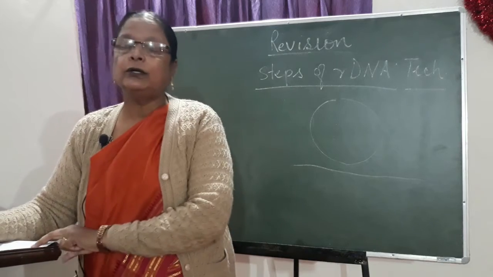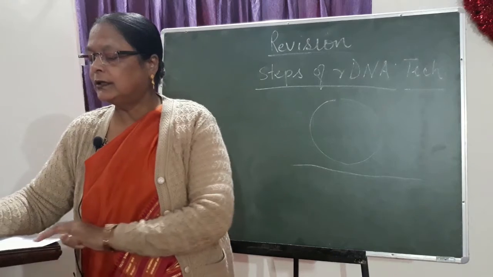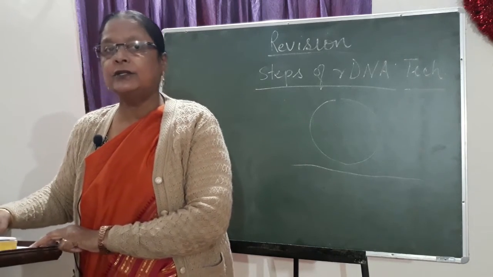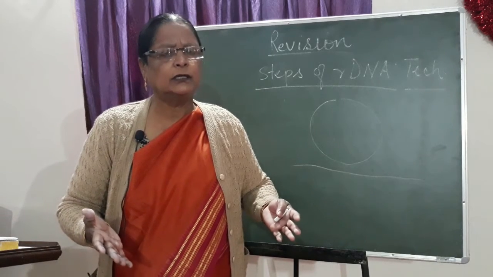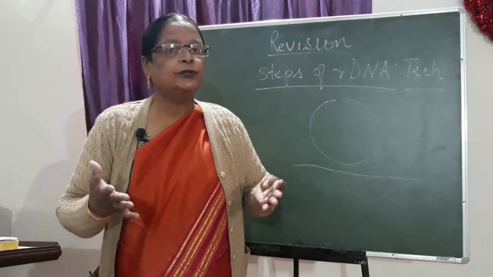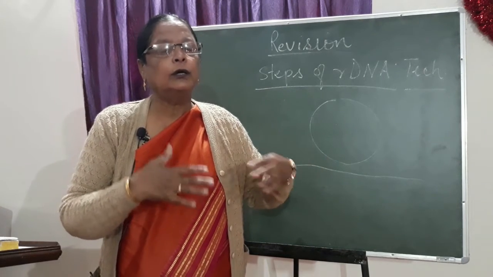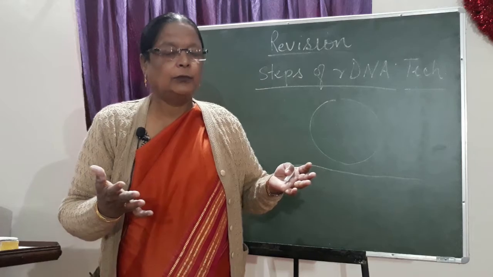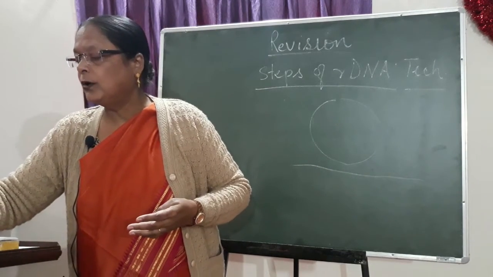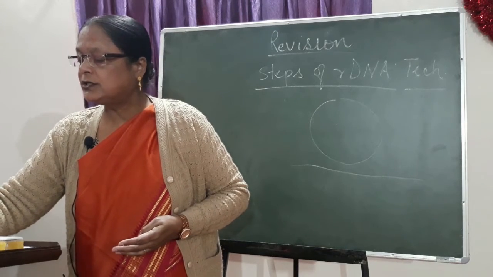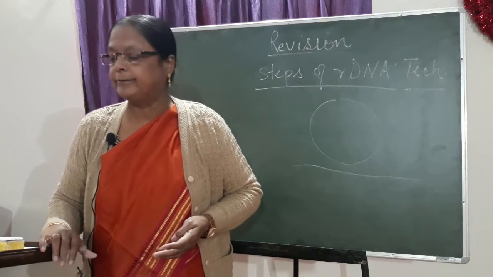Now, as a result of joining the desired DNA into the plasmid, the DNA has changed. It is called recombinant DNA. It is no more the original type, but now it has become recombinant DNA, or another word is chimeric. It is also called chimeric DNA.